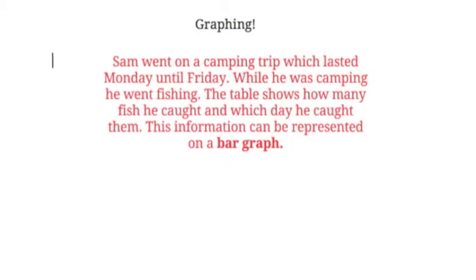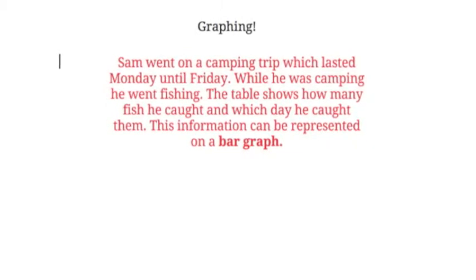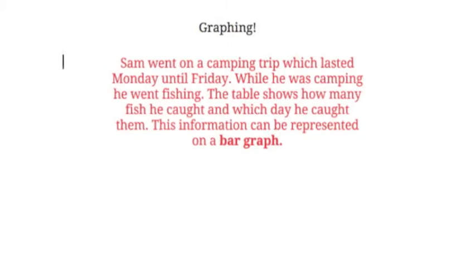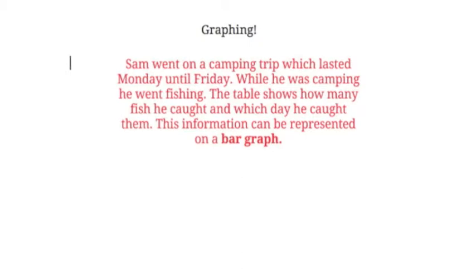Let's practice. Sam went on a camping trip, which lasted Monday until Friday. While he was camping, he went fishing. The table shows how many fish he caught and which day he caught them. This information can be represented on a bar graph.